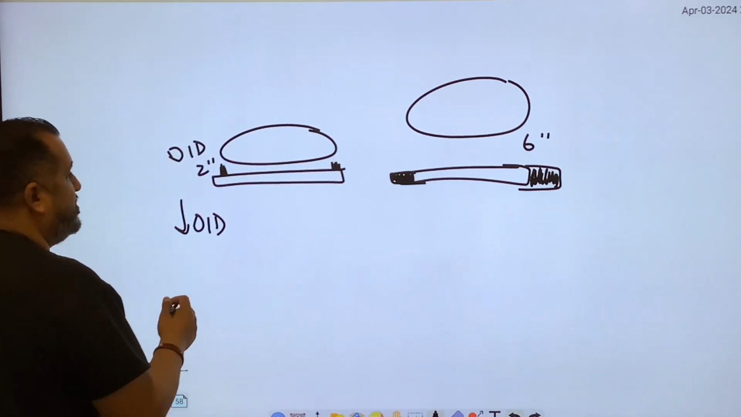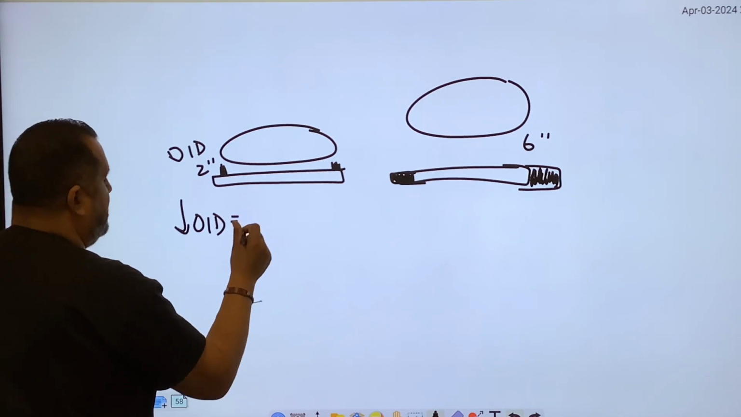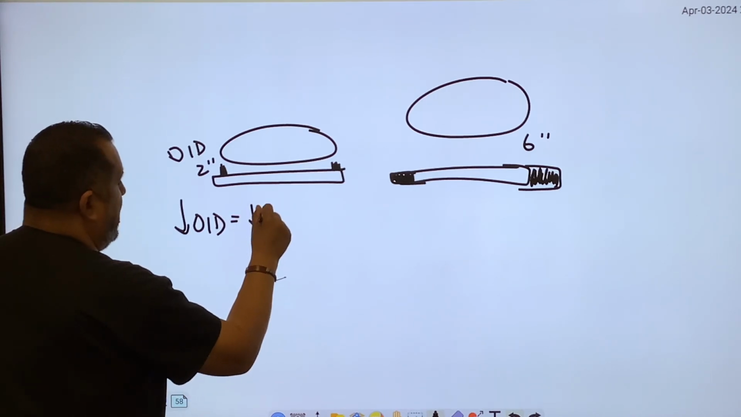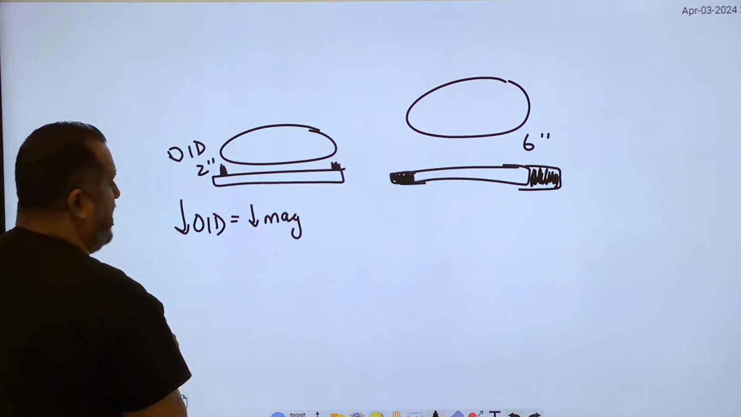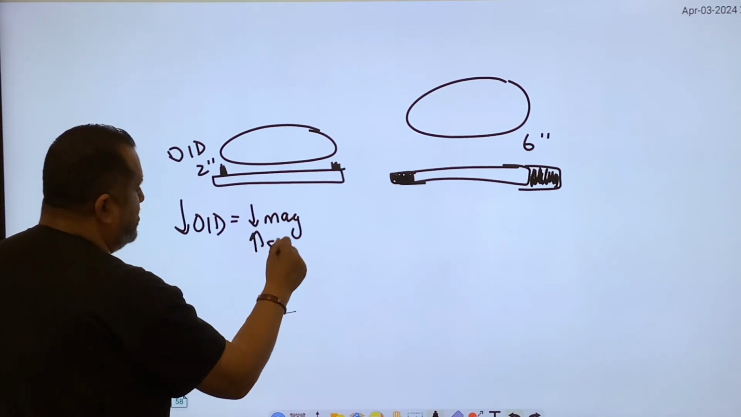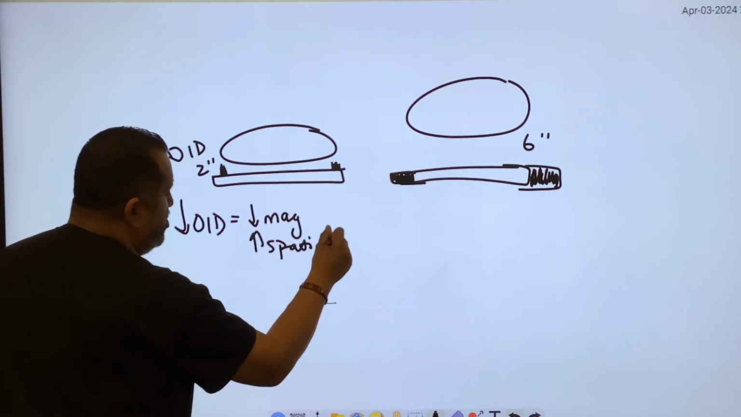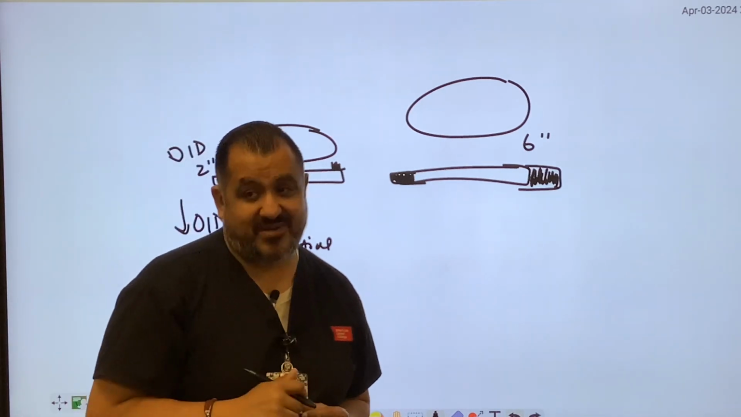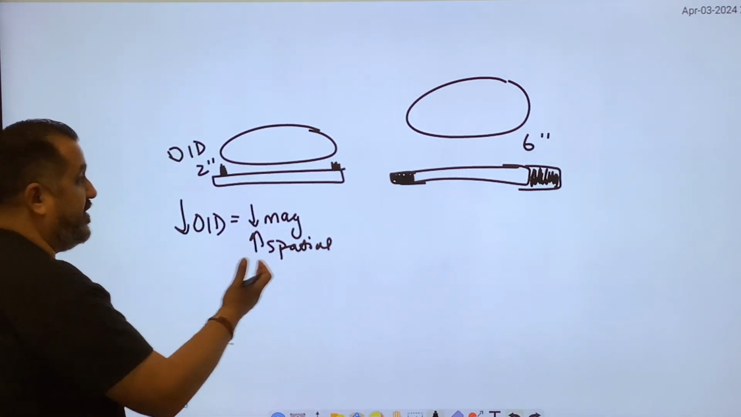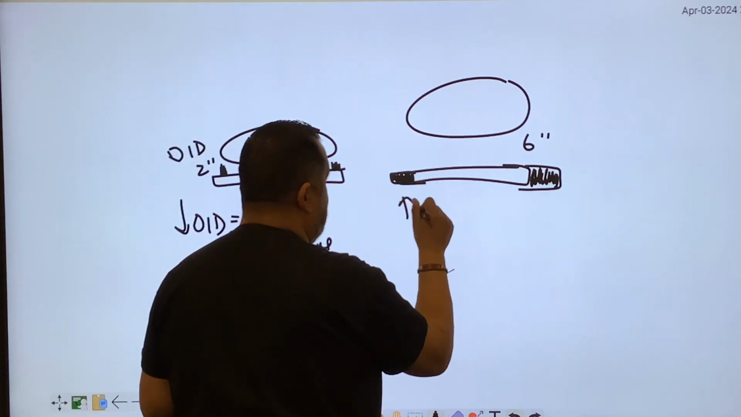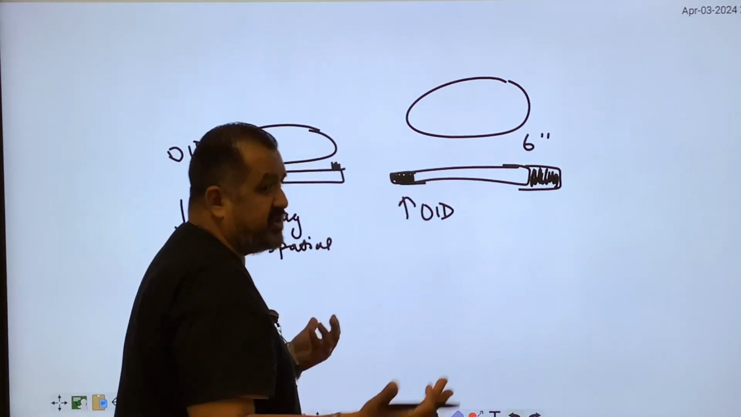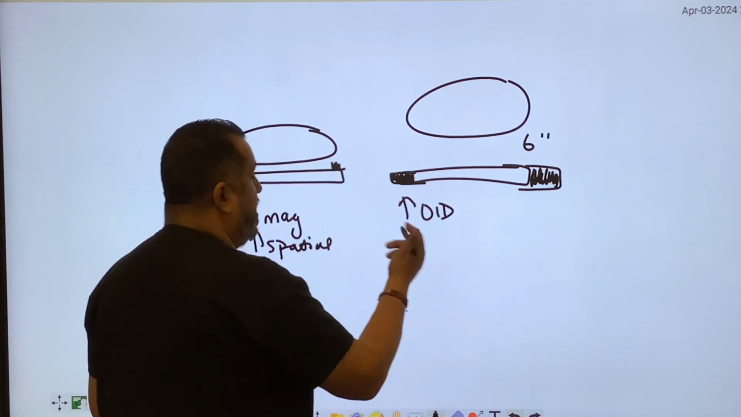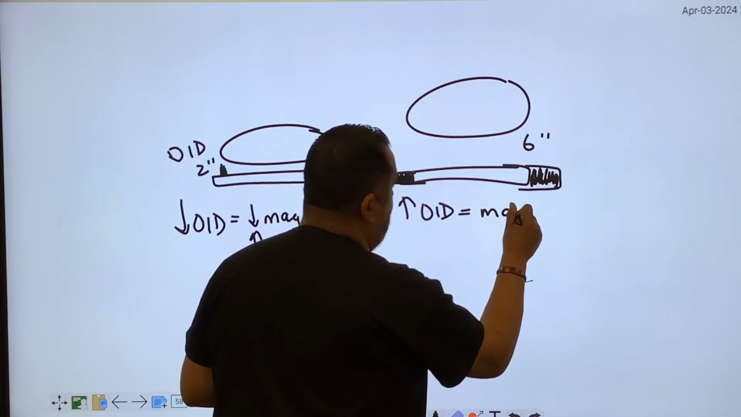As you decrease your OID, you're going to decrease magnification, I'm just going to put mag. And you're going to increase spatial resolution because the shadow around the object is going to be sharper. You're going to have less penumbra. If you go up in OID, and this can help us with distortion as well, you're going to have more magnification.